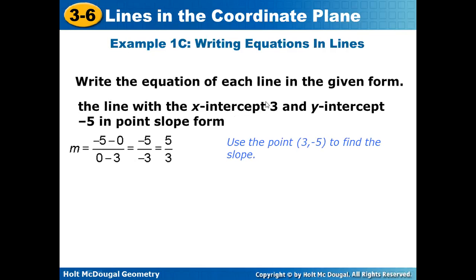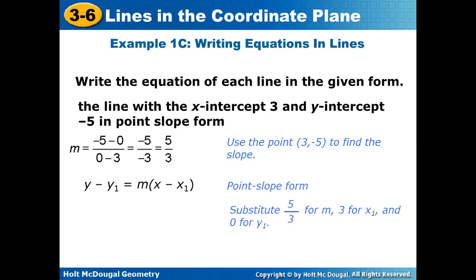So they said x-intercept is 3, that means the y is 0, and y-intercept is -5, which means x is 0, right? So using those points, they found out the slope first, and then they wrote it in point slope form. So the slope was 5/3. So this is how you need to be writing.